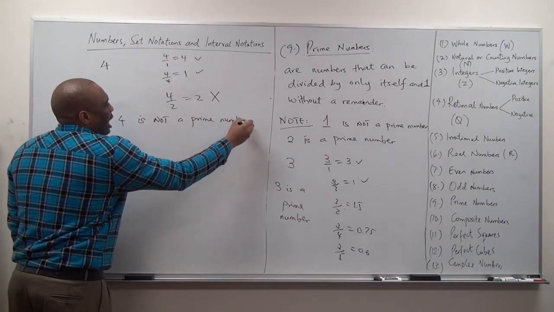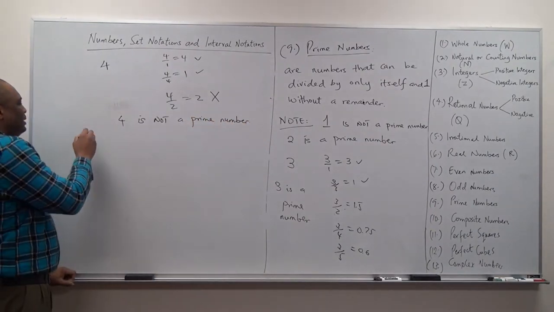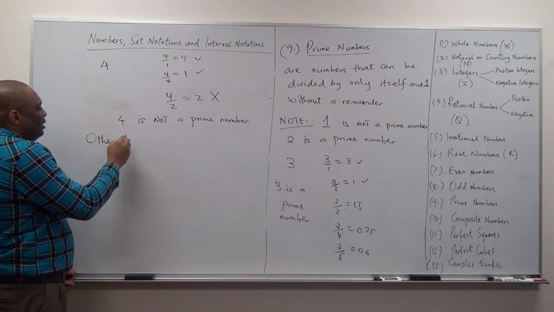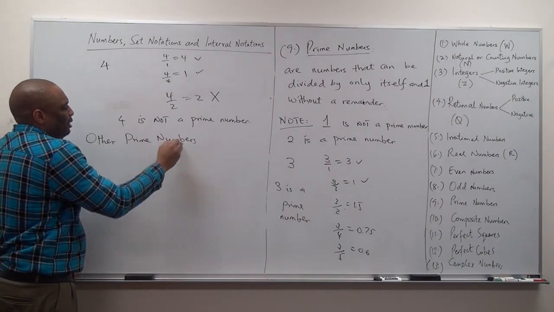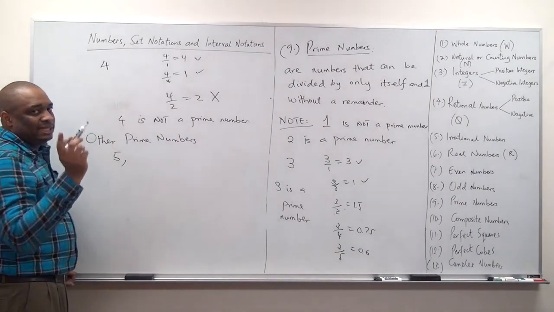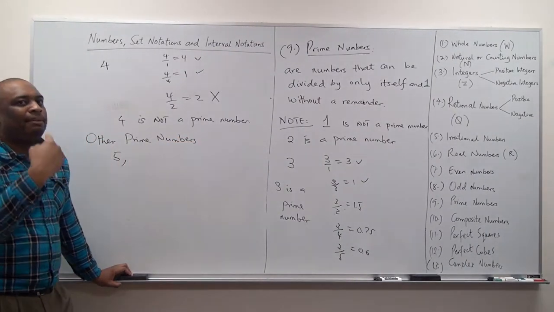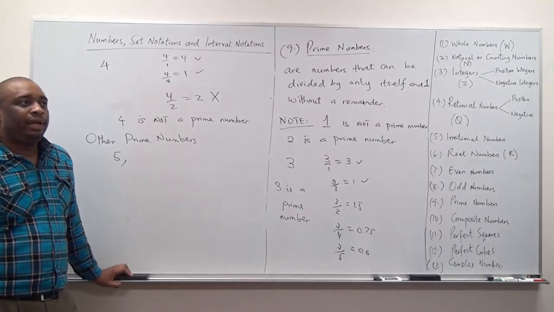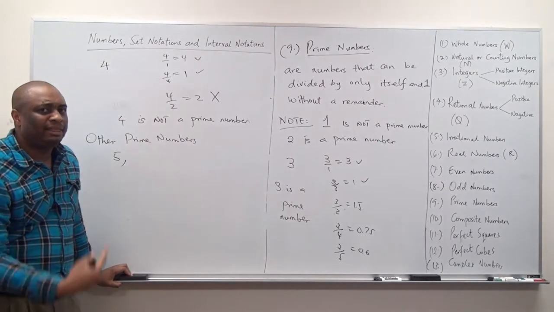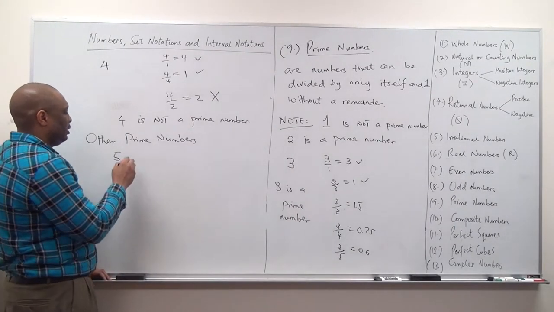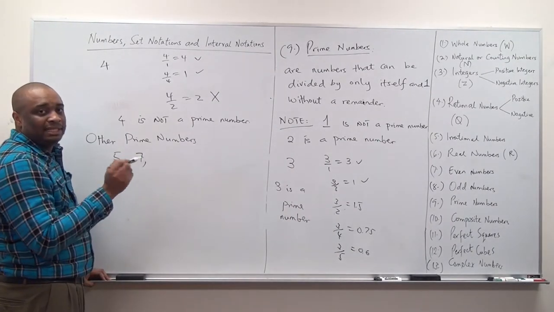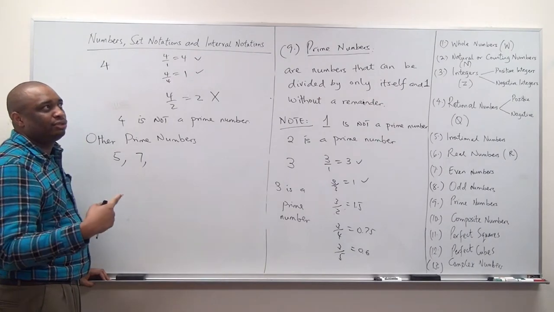So, I would like you to list other prime numbers. Can you list other prime numbers? Of course, what's the next prime number? You have 5. 6 is not a prime number, because 6 can be divided by 2, which gives you 3. 6 can be divided by 3, which gives you 2. Those are not remainders, so 6 is not. 7 is. 8 is not, because 8 can be divided by 4 and 2.